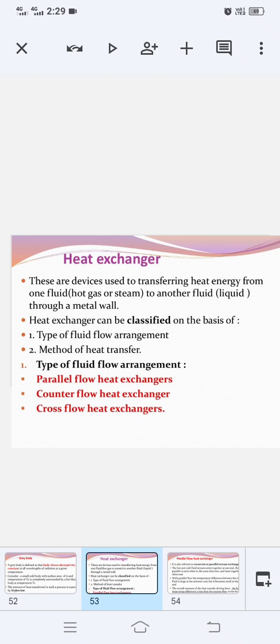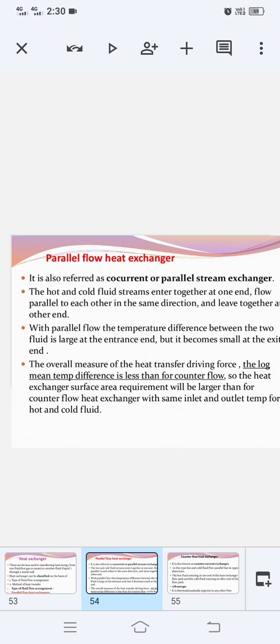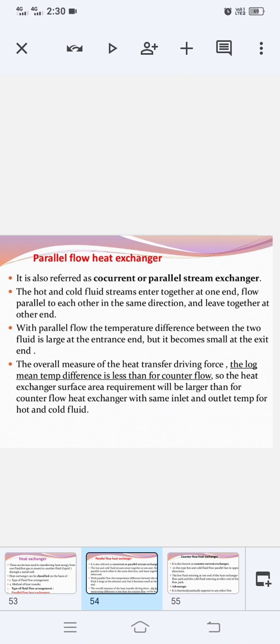Let us understand first the parallel flow heat exchanger. What is a parallel flow heat exchanger? It is also referred to as a concurrent stream exchanger. The hot and the cold fluid streams enter together at one end and flow parallel to each other in the same direction, and also leave the exchanger together at the other end. With parallel flow, the temperature difference between the two fluids is large at the entrance end and becomes small at the exit end. It is an obvious process.